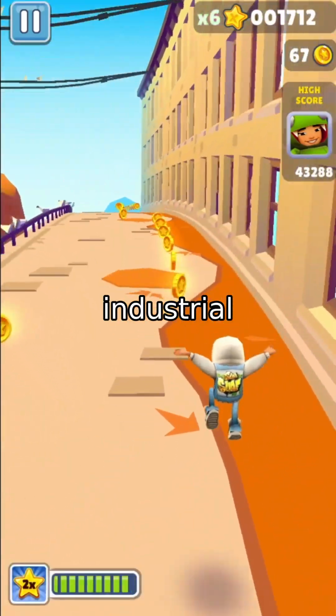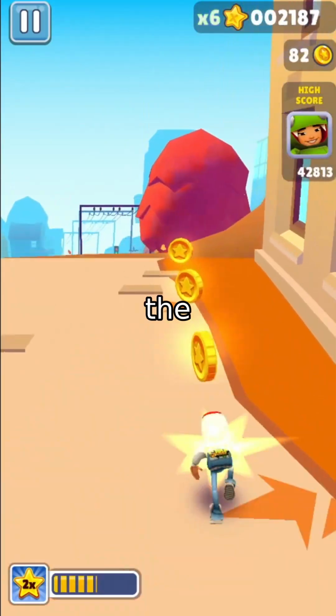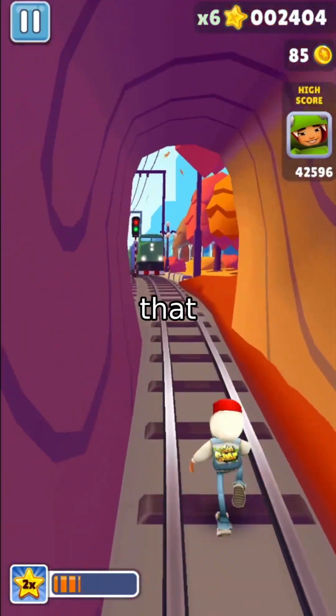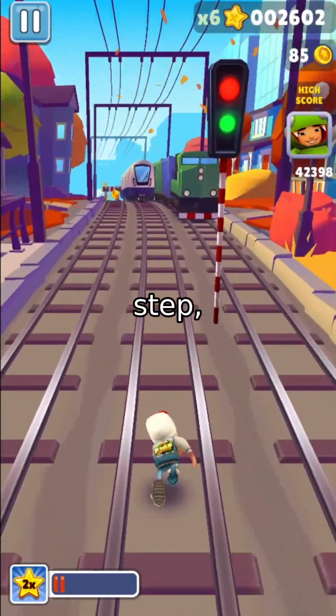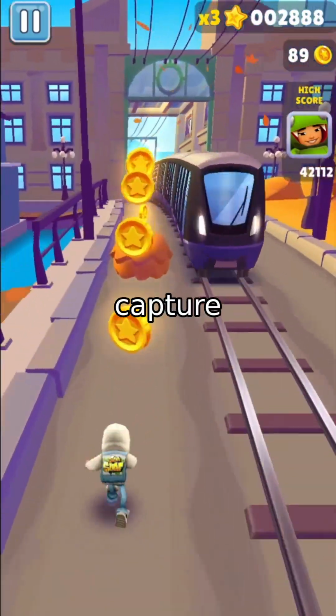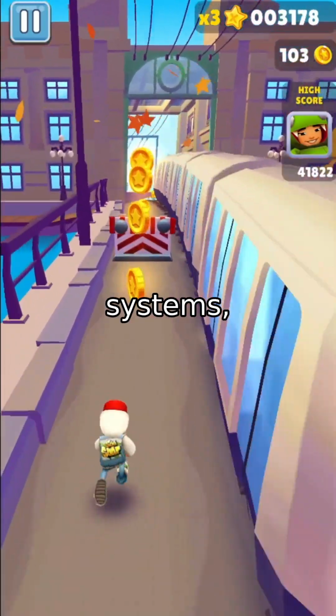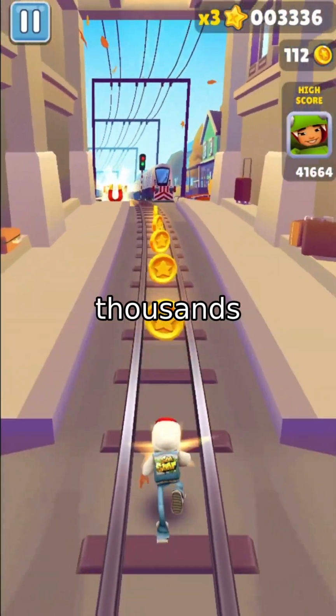In large-scale industrial machine learning systems, the quality of your model isn't just about the algorithm, it's about the data you feed it. And at the heart of that data lies a critical, often overlooked step: feature selection. Features are the building blocks of prediction. They capture everything from user behavior to content metadata, and in modern recommendation systems, you might be working with hundreds or even thousands of them.